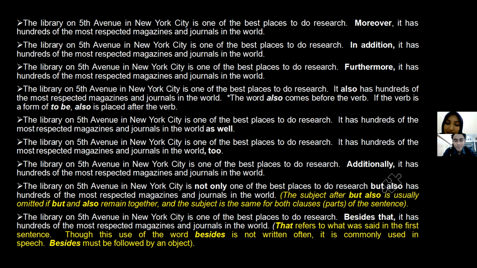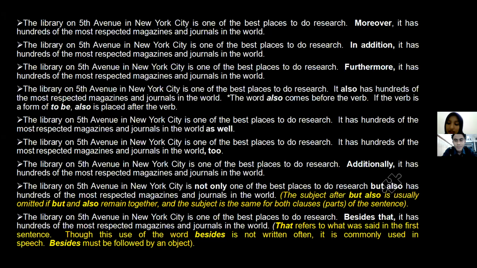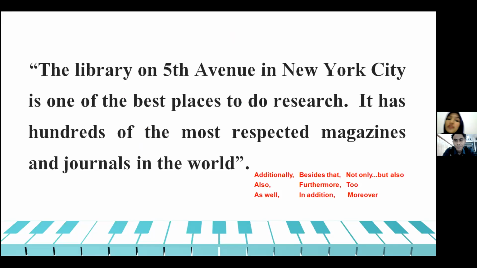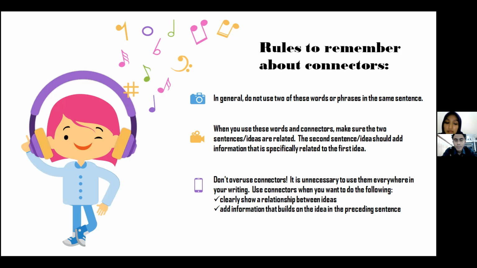Yeah. Okay. Next is about the rules to remember about the connector itself. In general, do not use two of these words or phrases in the same sentence, which means two connectors like "additionally" or "also" in the same place, like the example before. The library on Fifth Avenue in New York City is one of the best places to do research. Additionally, it has also 100. Don't use two connectors in one place. That's the first rule of connectors.